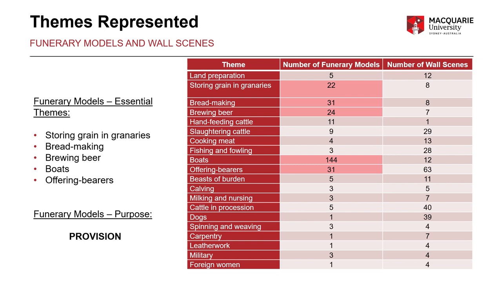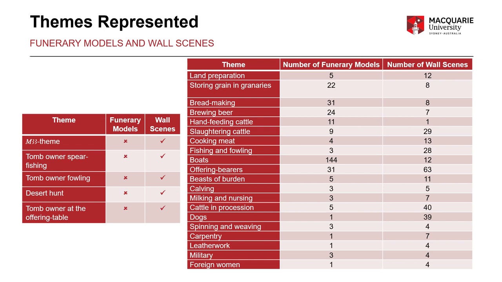This is further witnessed in some of the themes that can be considered essential in the repertoire of wall scenes but are entirely absent from the repertoire of funerary models. Most notably, these are the themes that involve the person of the tomb owner. The figure of the tomb owner dominates wall scenes, being depicted multiple times in the chapel, displayed at a grand scale, and with most activities organized around his figure.